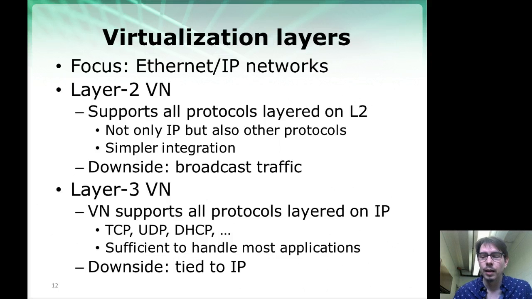So the focus of our discussion here will be on virtual networks that apply at Layer 2, which has the benefit of supporting any protocol that's layered on top of it, not just IP, but other protocols different from IP. The downside is that Ethernet is a broadcast protocol, so you have to worry about how to broadcast messages across the Internet. And also Layer 3 virtual networks, which support anything that sits on top of IP, which covers most of the applications that many people are concerned about, but the downside is that it does not allow you to use protocols other than IP. So we're going to start focusing on these different kinds of networks in the next few lectures.